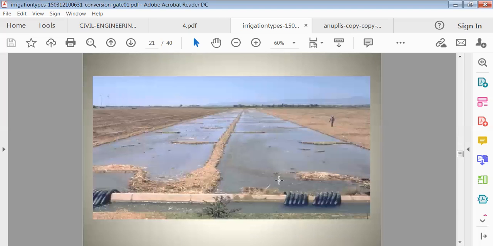So this is called border irrigation. You can see here this lower end there are drains, water is supplied through this, there are borders here, and in this portion there are drains.